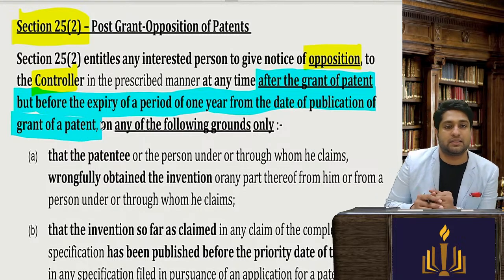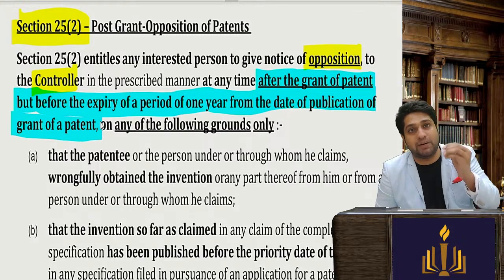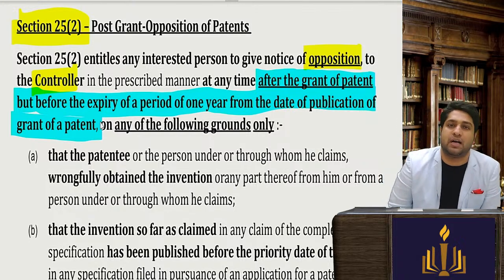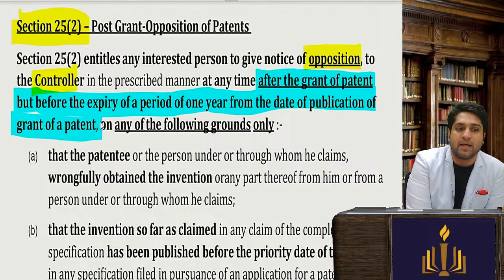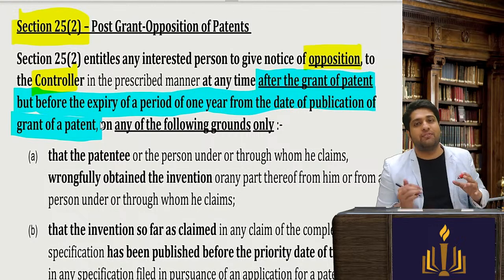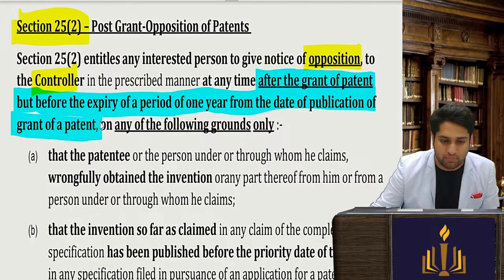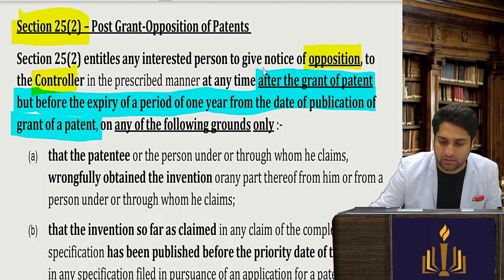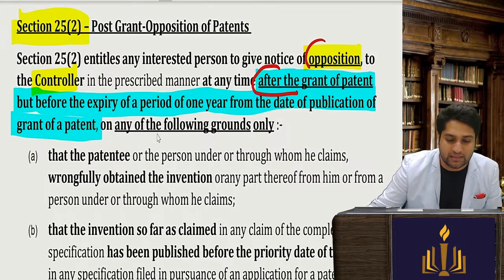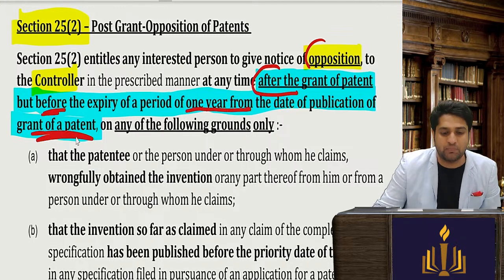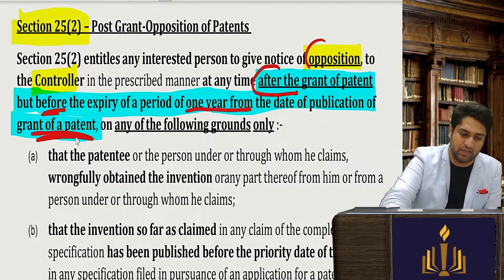So very, very simple. Can you oppose a patent which has been granted and 2 years have lapsed? Answer is no. If you want to object, you have 1 year from the date of grant of patent. So mark it as important that even after the grant of patent you are allowed to oppose, provided that the application is made within 1 year from the grant of the patent, and only on the following grounds.